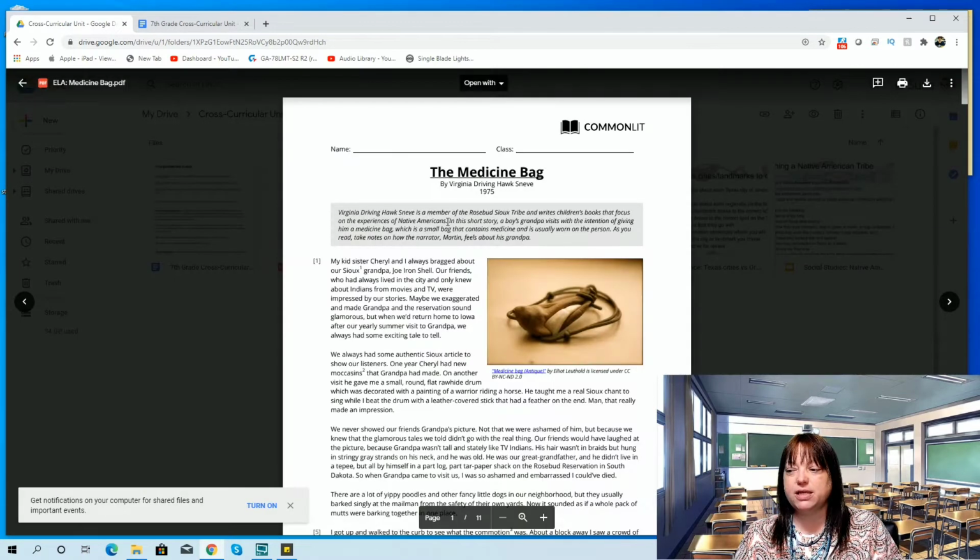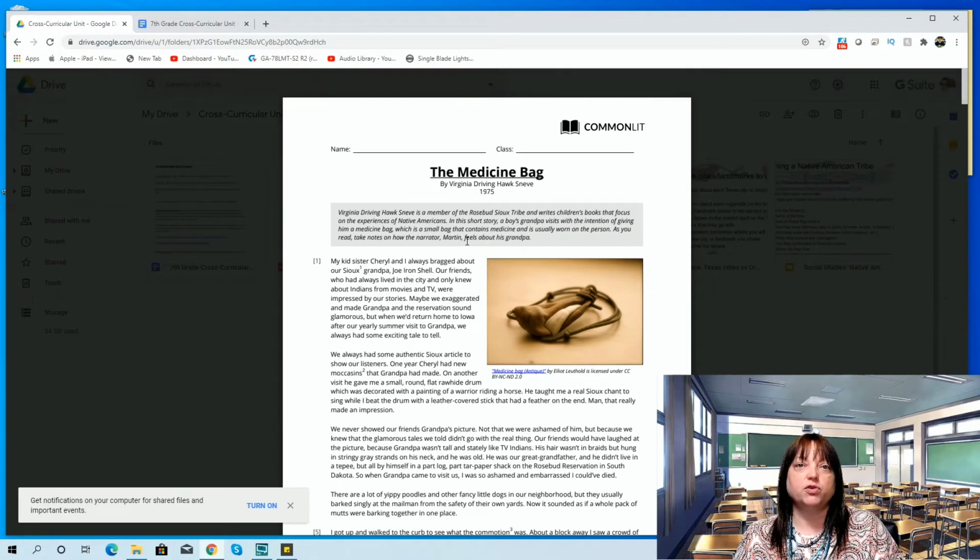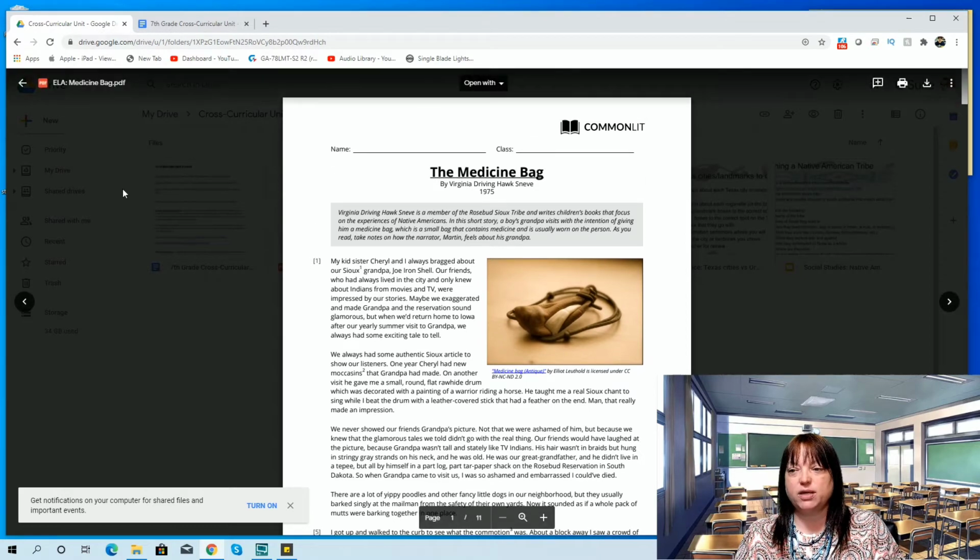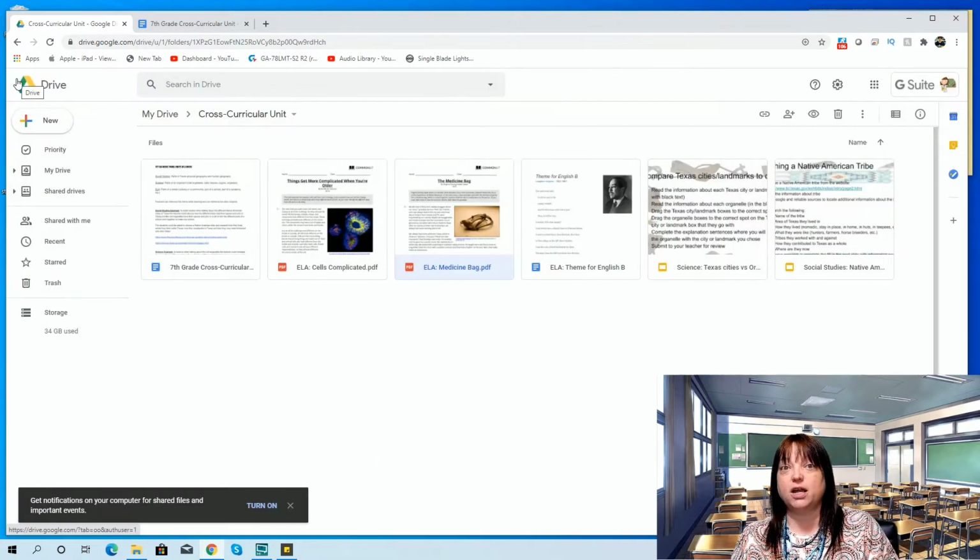Then I chose this for English language arts. It's called The Medicine Bag. This was written in 1975. It's about a young man whose grandfather is getting older. His grandfather is a Native American, and he's come to their town, and at first the boy's embarrassed by him, but he learns to be proud of who he is, and he gets this. So it talks about that, and so I can again reference it back to social studies and what have you learned.